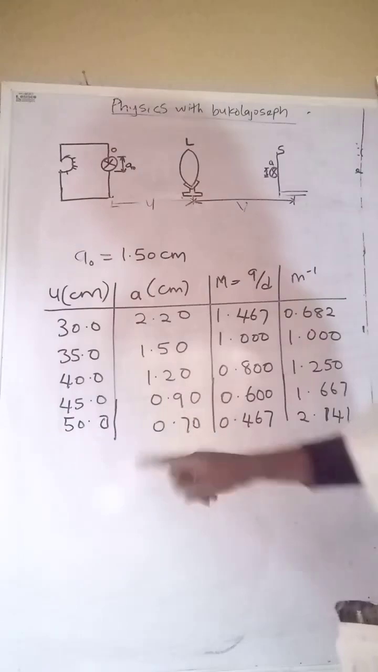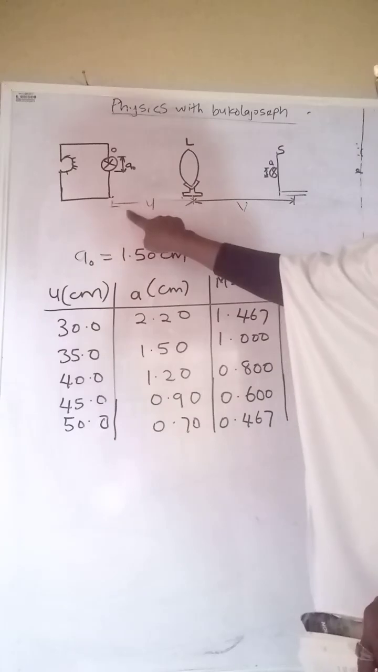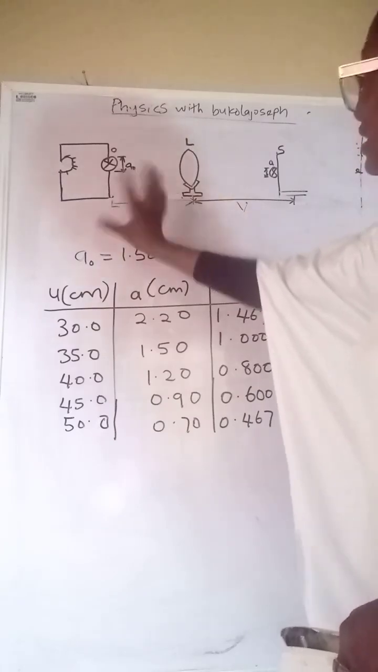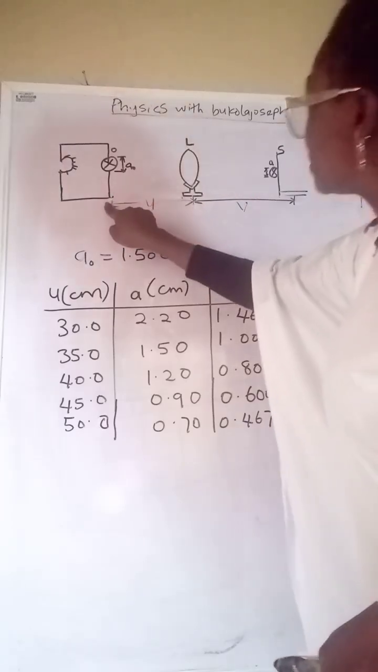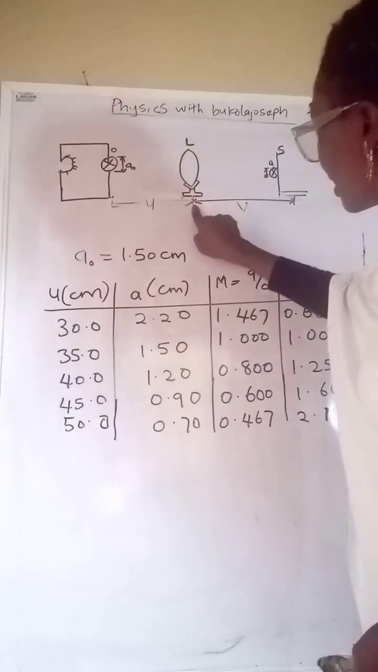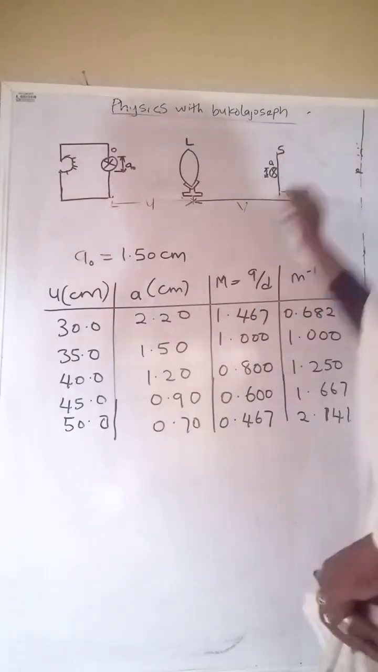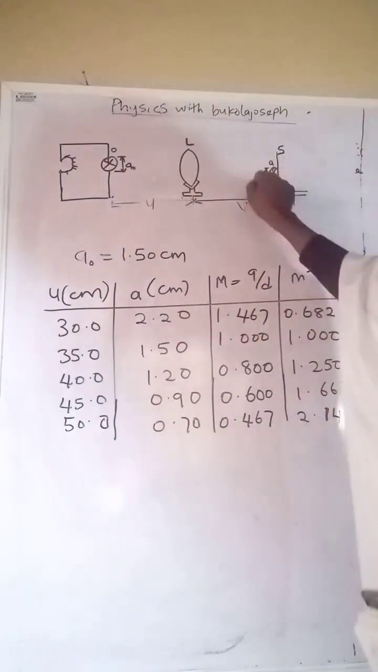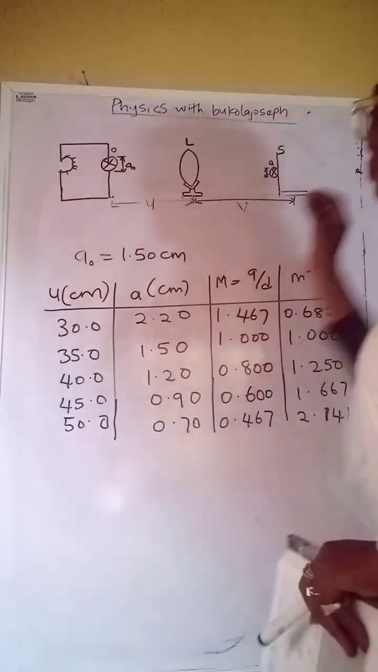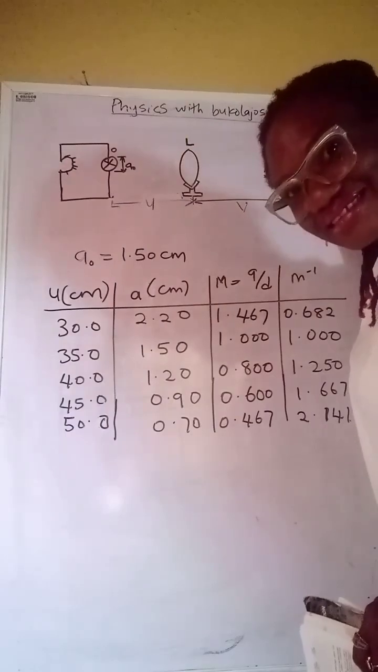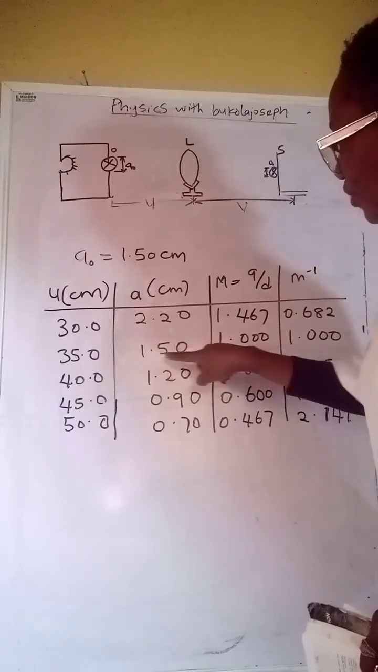Now the next instruction says you repeat it for this and this. So you will increase this length. You know it was 30 before. You will increase it to 35 with the help of a meter rule, the distance between the object and the screen. Once you have done that, the next thing is to adjust the screen until a sharp image is formed. Once a sharp image is formed, you measure this image on the screen and record it. You can see they have 1.5.